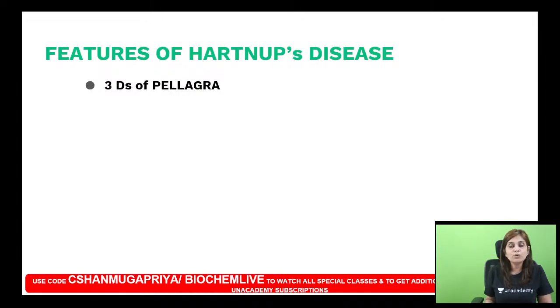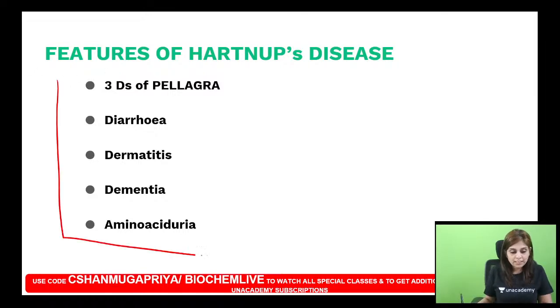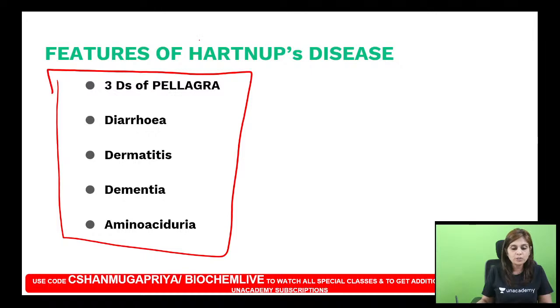They will present with photosensitive dermatitis, diarrhea, and dementia. Along with that, the same transporter is also responsible for tryptophan reabsorption along the renal tubules. When there is no reabsorption of tryptophan along the renal tubules, all tryptophan will be lost in urine. Anything which has entered the circulation will be lost in urine. So there will also be amino aciduria. Yes, 60 milligrams of tryptophan is equivalent to 1 milligram of niacin. So if you see the 3 Ds of pellagra with amino aciduria, that is Hartnup's disease.